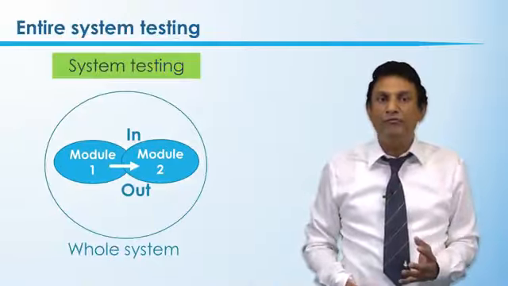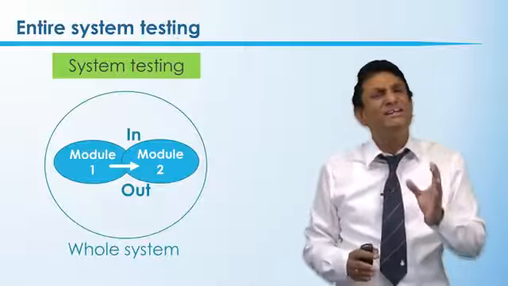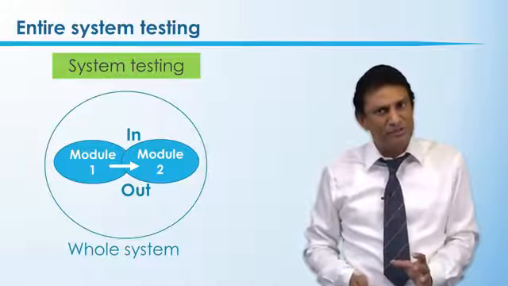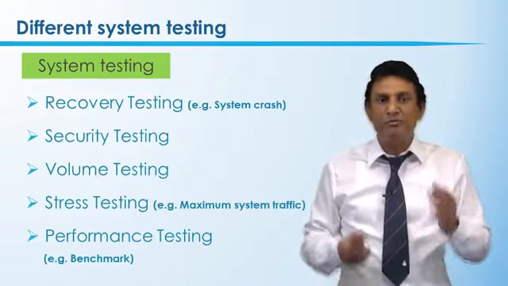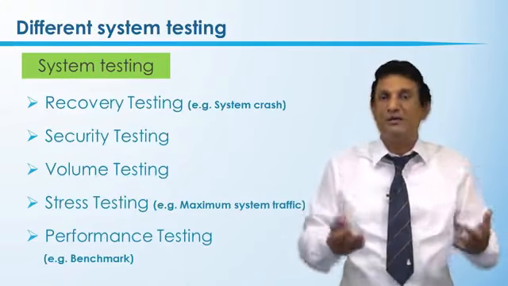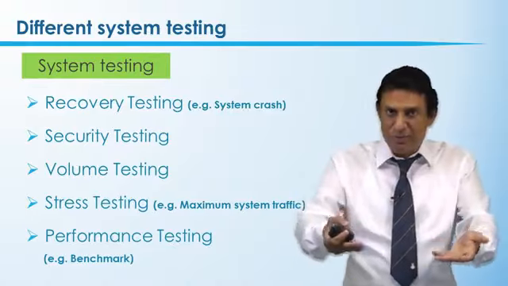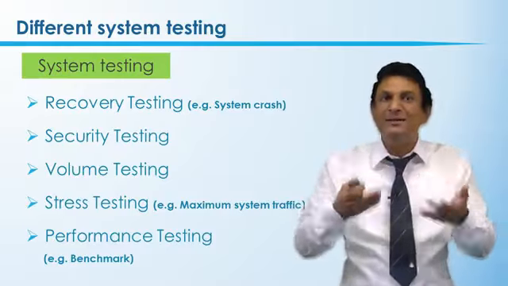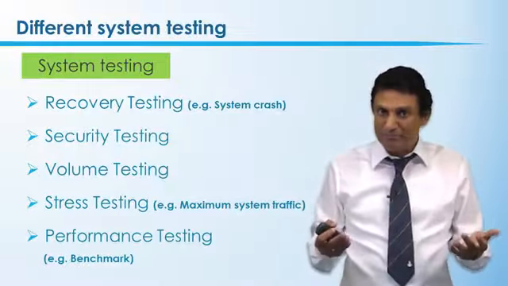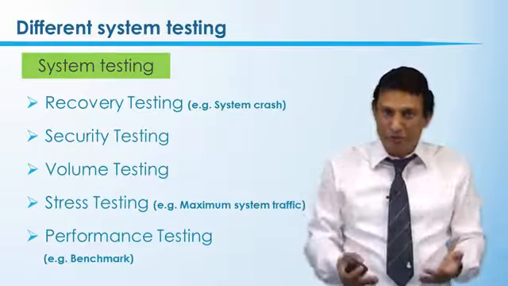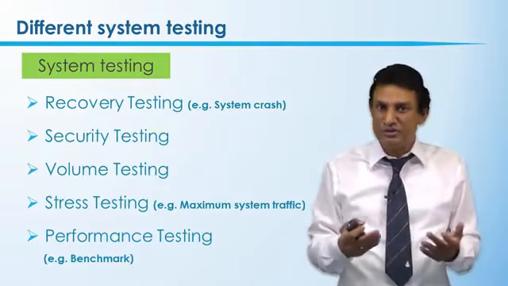And finally, we have the entire system testing, the whole system. What exactly do we do in entire system testing? Think about it. We do different kinds of testing. The first one we call recovery testing. That means you purposely crash the system and see how fast and how easily you can recover it, because remember, a system can crash anytime. It's a matter of time, so we should make sure we can recover the system faster.